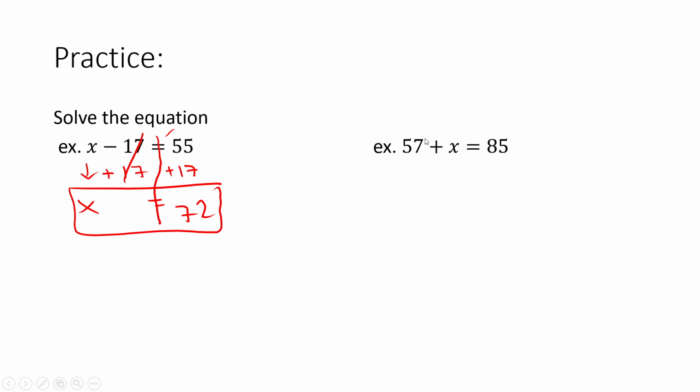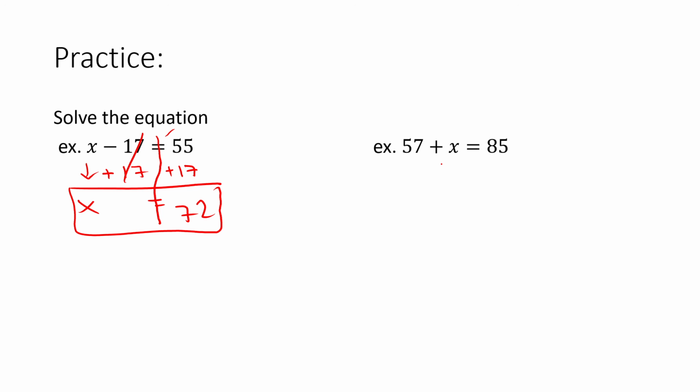Here we have 57 plus x is equal to 85. Our goal is you want x by itself. So what number do we need to get rid of? 57. If you answered 85, you're not listening to my lesson. Anyway, now that we know the number we need to get rid of, how do we get rid of it? Well, we have to subtract.